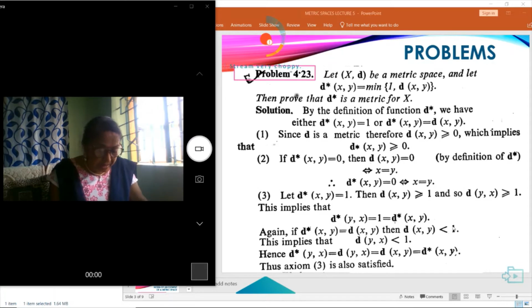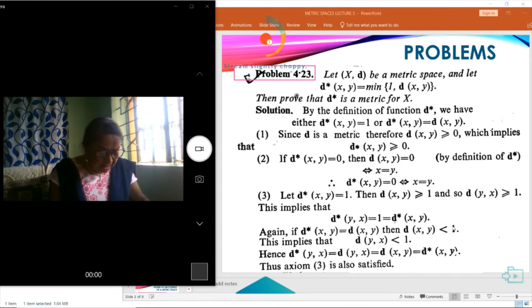Number 2: if d*(x, y) is equal to 0, then d(x, y) is equal to 0. Then, applying the metric property, this implies that x is equal to y. So d*(x, y) equal to 0 implies that x is equal to y. Now let d*(x, y) be equal to 1. Then d(x, y) is greater than or equal to 1, and so d(y, x) is also greater than or equal to 1. So d*(y, x) is equal to 1, the same as d*(x, y).